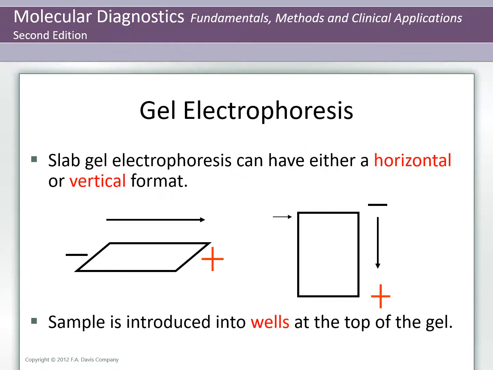When performing electrophoresis, it can be performed in tubes, slab gels, or capillaries. Slab gel electrophoresis can be either in horizontal or vertical format. The samples are introduced into the wells at the top of the gel, and then they move towards the positive anode.